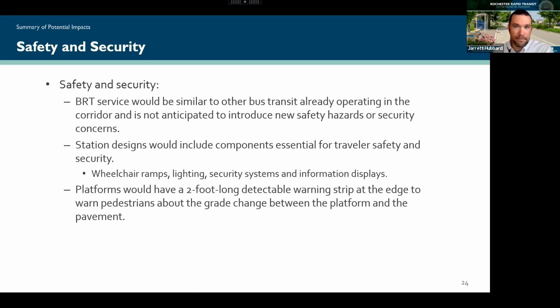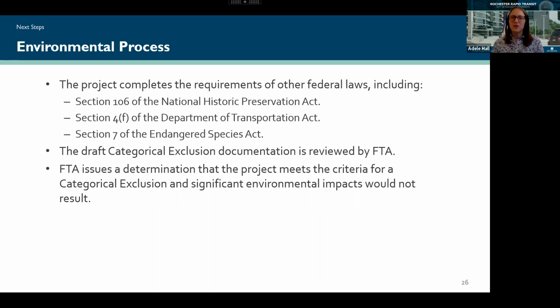Adele, are you taking these slides? Sure am. Thanks, Jarrett. As we just saw, the environmental process explores all of these various topics and resource areas. More specifically, we are looking to meet the requirements of several federal laws. In addition to the National Environmental Policy Act, we are meeting the requirements of Section 106 of the National Historic Preservation Act. This is the one where Jessica was talking about the historic and cultural resources in the corridor, both architecture and archaeological resources, and we are going through a process to make sure the project is in compliance with that law.